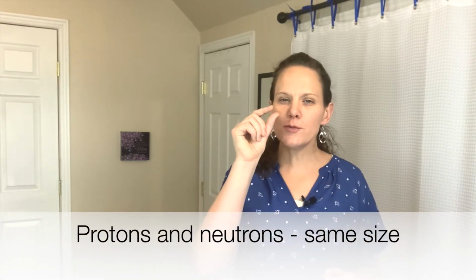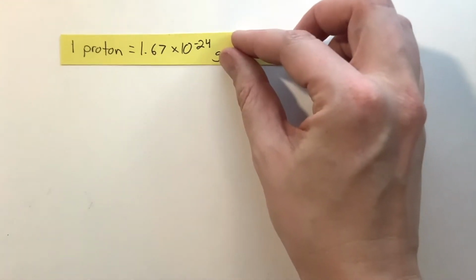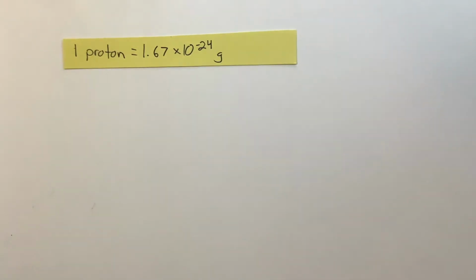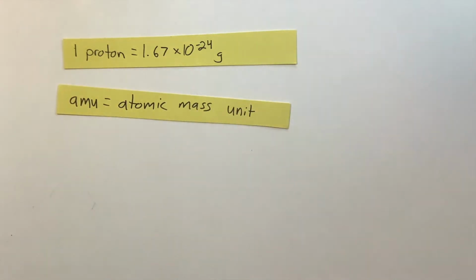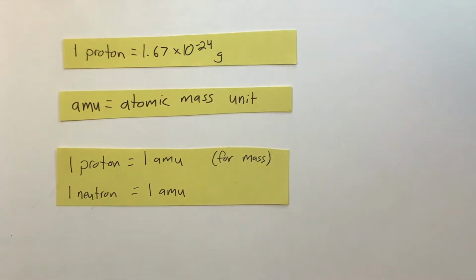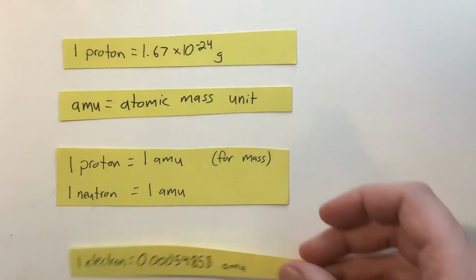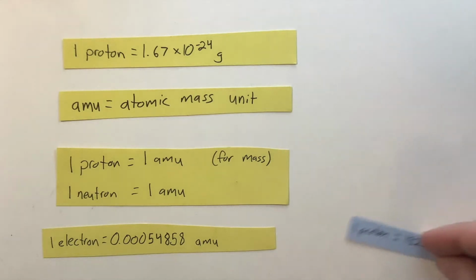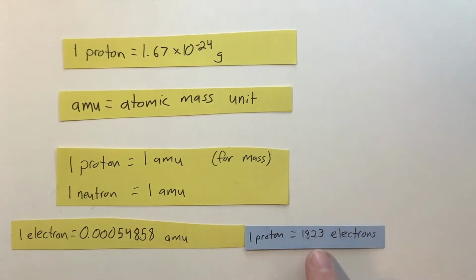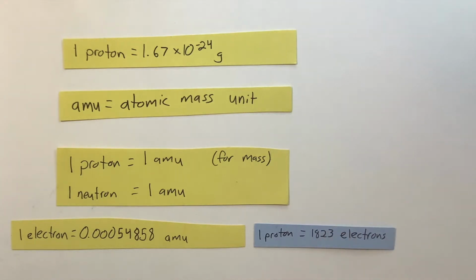Electrons are super tiny. To give you an idea of how super tiny these are, a proton would have a mass of about 1.67 times 10 to the negative 24th grams. Since that's ridiculously small, chemists came up with a new unit called the atomic mass unit, or AMU. A proton and a neutron each have a mass of 1 AMU. An electron has a mass of about 0.000548858 AMU, and about 1,823 electrons would equal the mass of 1 proton.